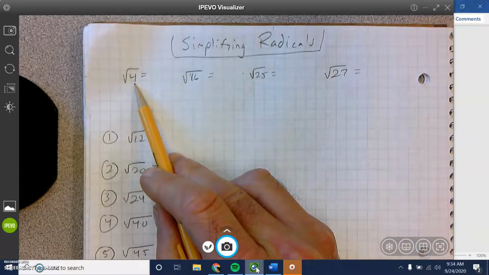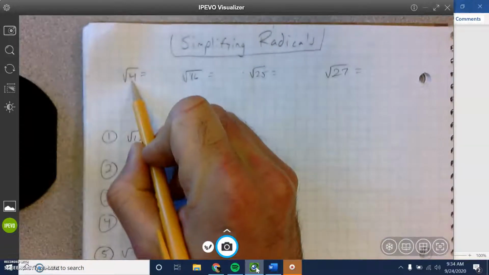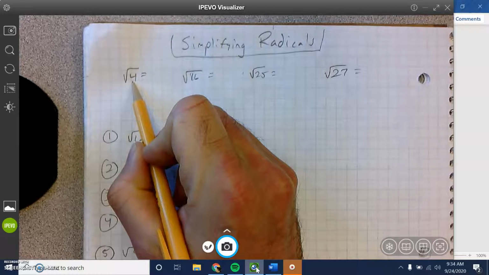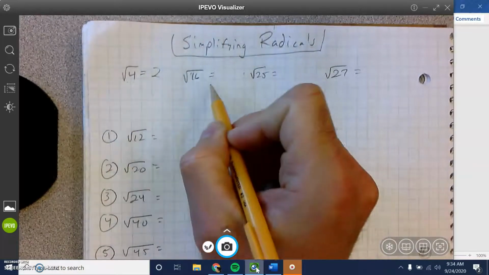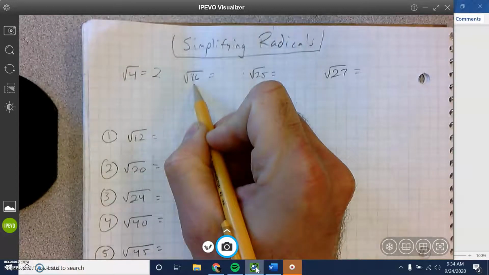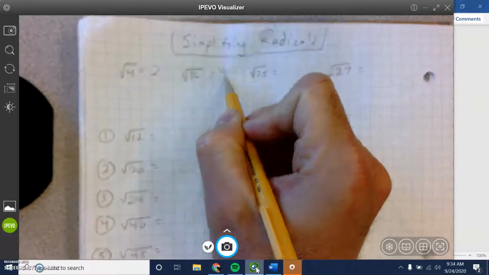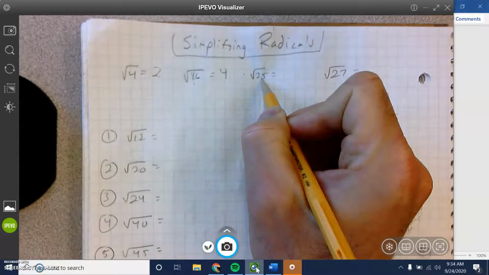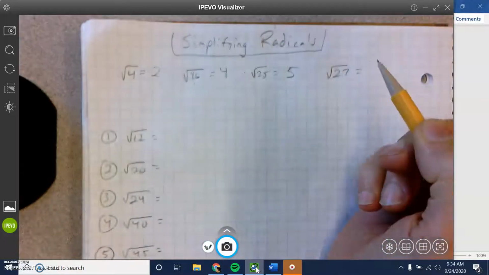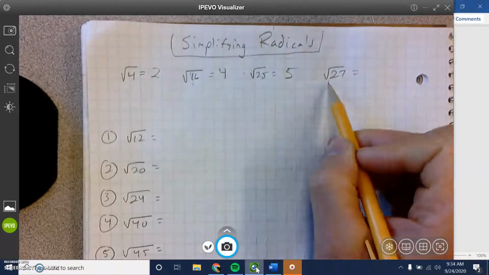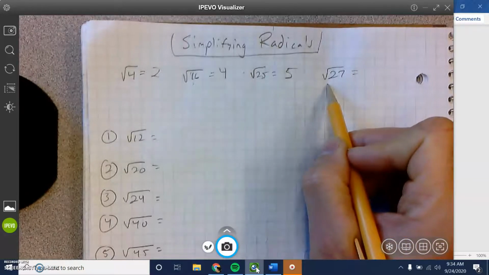Well, let's see. So what's the square root of 4? Which is basically what number times itself is 4. That's what you're asking yourself. What number times itself is 4? That's 2, because 2 times 2 is 4. What number times itself is 16? Yeah, 4. What number times itself is 25? Yeah, 5. 5 times 5 is 25. What number times itself is 27?